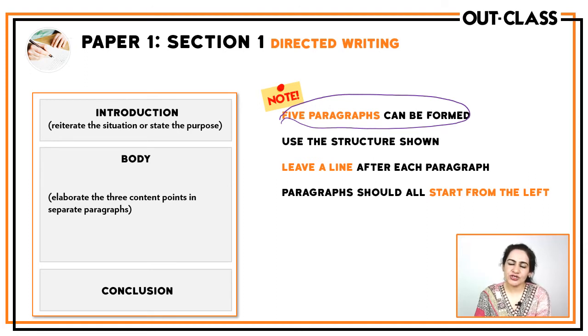So you need to ensure that you have at least 2 forming the main body, but not necessarily 3, and the kind of paragraph, the single liner paragraph that I just talked about, is not a paragraph at all. Use the structure shown. The structure can be seen here in the left corner. Leave a line after each paragraph.